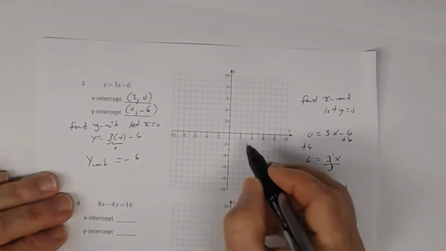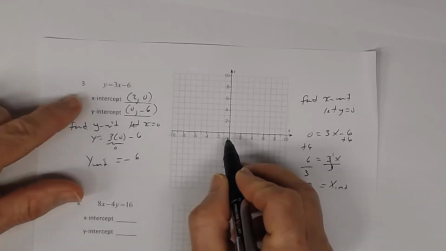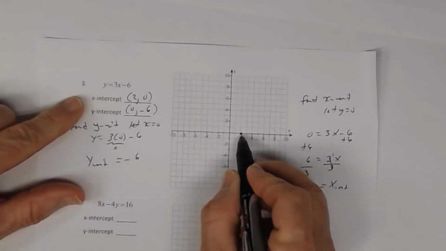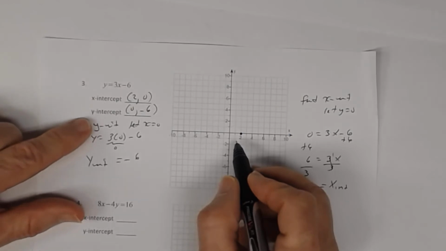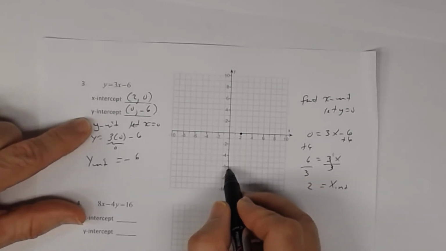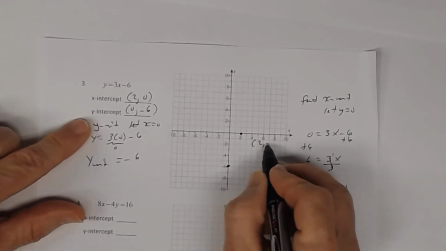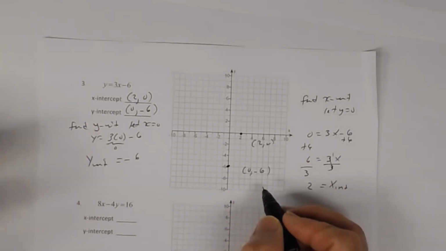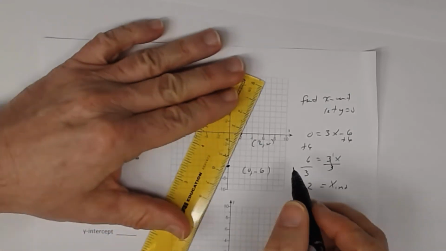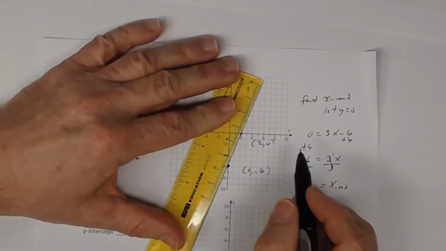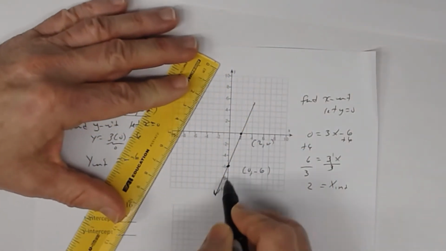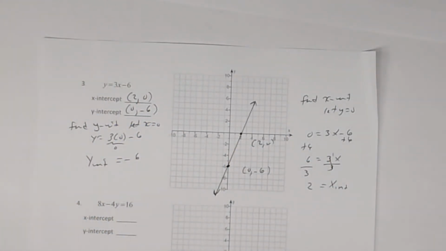Okay, we're going to plot those points. So 2, 0, the x-intercept, is here. Y-intercept is 0, negative 6. That's down here. 0, negative 6. And so let's label these. So that's 2, 0, and that's 0, negative 6. You draw your line with arrows. Make sure you draw arrows. And this is it. So there's your graph.